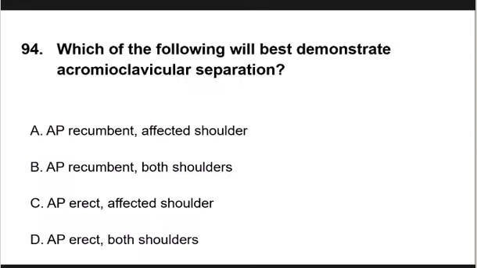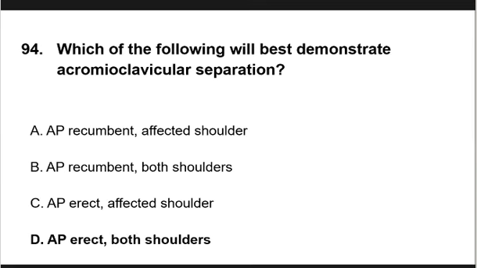Okay, next number. Which of the following will best demonstrate the acromioclavicular separation? Where do we find the acromioclavicular joint? In the lateral end of the clavicle. The articulation located in the lateral end of the clavicle is the acromioclavicular joint. So what demonstrates the acromioclavicular joint, whether there is separation or not? The answer is the AP erect of both shoulders.